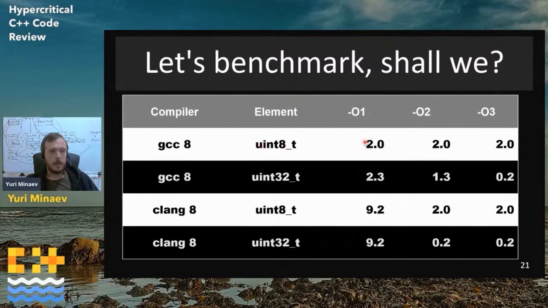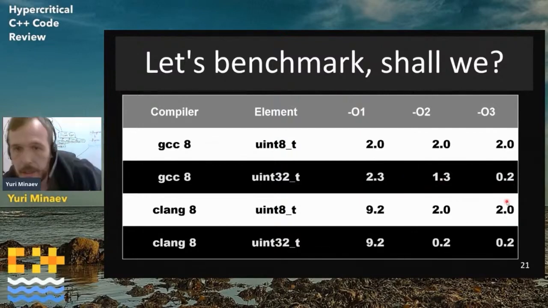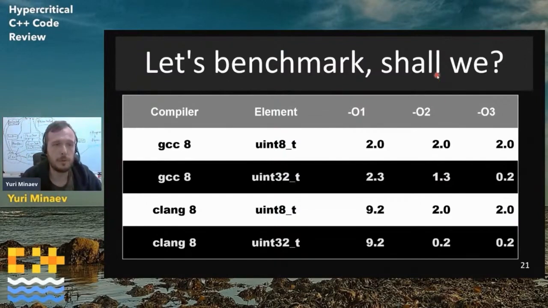So GCC compiles and runs this thing in two time units for uint8, and for uint32, it becomes faster when you run our loop with O2 and O3 optimizations. We are interested in O2 mostly because I think most people will use it anyway. So GCC goes faster if you put 32-bit ints into your vector.